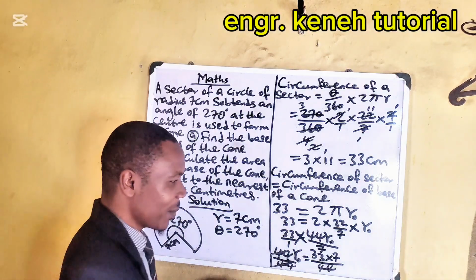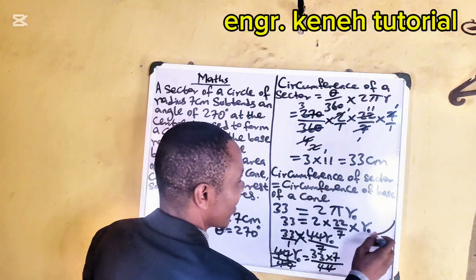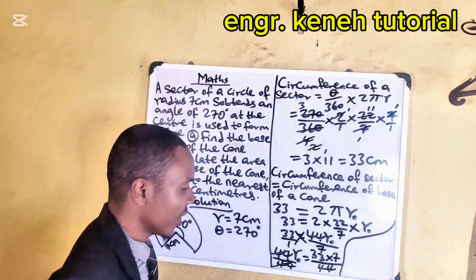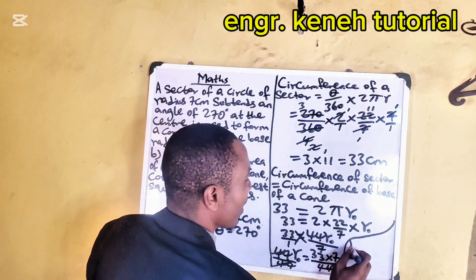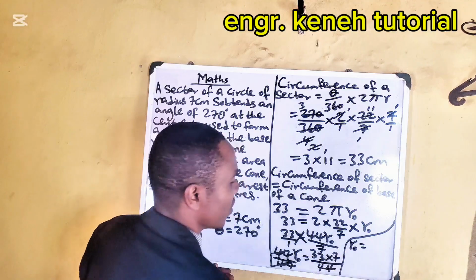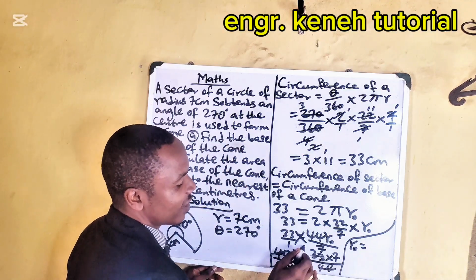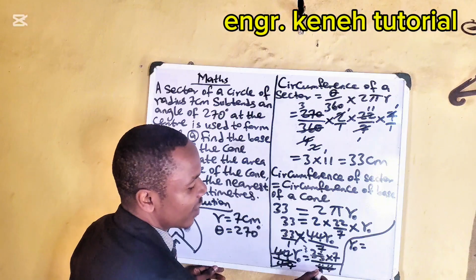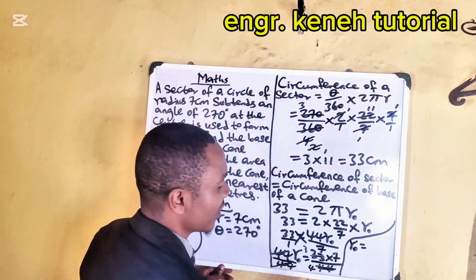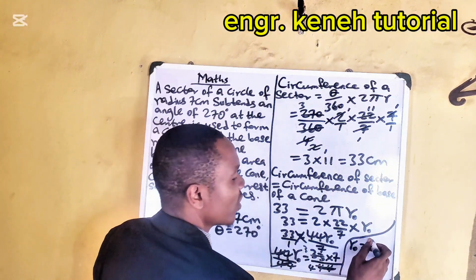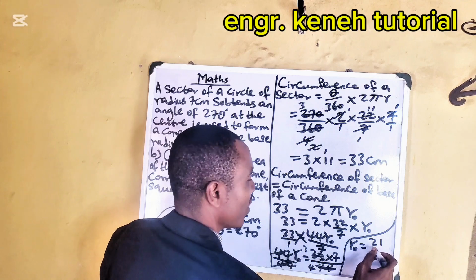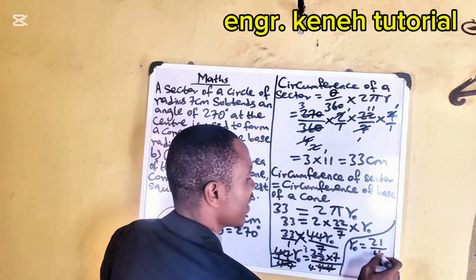I don't have much space. Let me manage to finish it up here. So I have like this. I have that R0 is equal to, here what can divide? 11 can divide. When 11 divides this, it will give us 3. Dividing this, it will give us 4. Can you see that? 3 times 7 will give us 21. So we have 21/4. Can you see that?